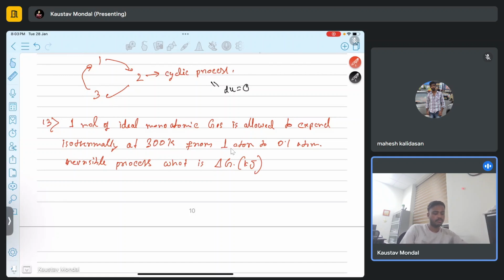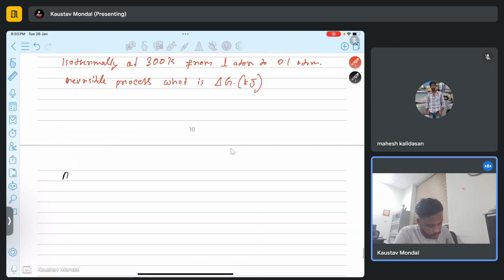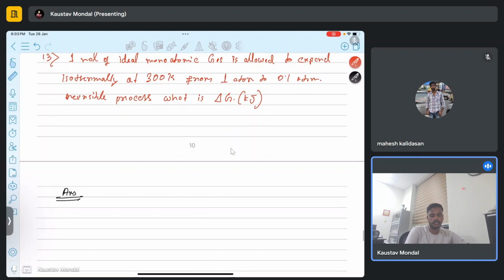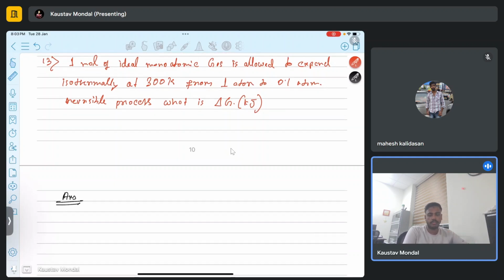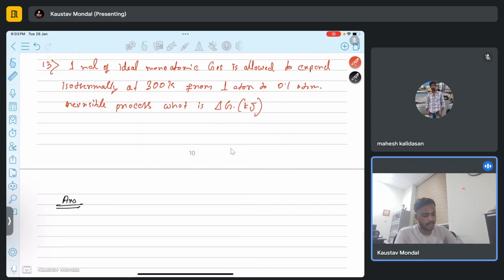So let me just give you the expression of delta G. In the next problem answer session I will maybe discuss more about this Gibbs function delta G, but for the time being I just write the expression. For an isothermal process, the delta G will be minus T into delta S.